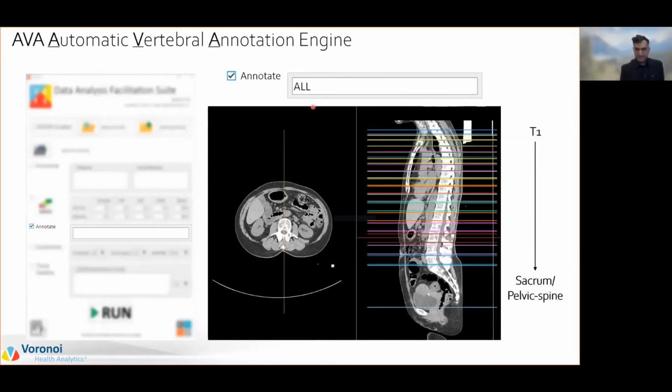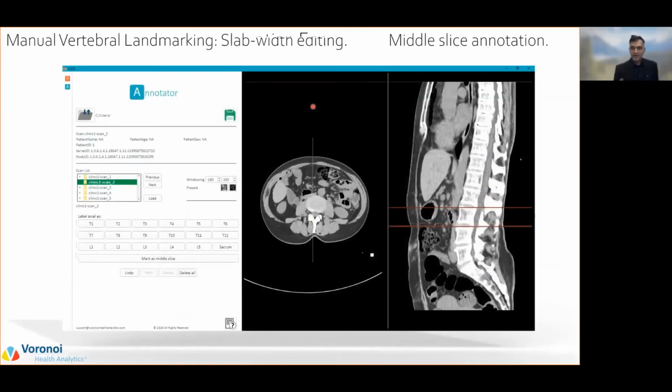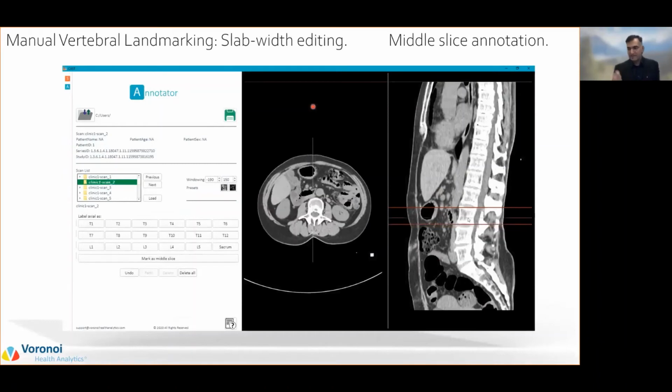Now, if they need to be edited, you can go in the annotator app and edit the automatically placed slice landmarks, vertebral landmarks. Or if you want, you can actually do a manual analysis by not selecting annotate and letting you or a technician go and put the landmarks of L3, T4, and all the other vertebral levels that you may be interested in.